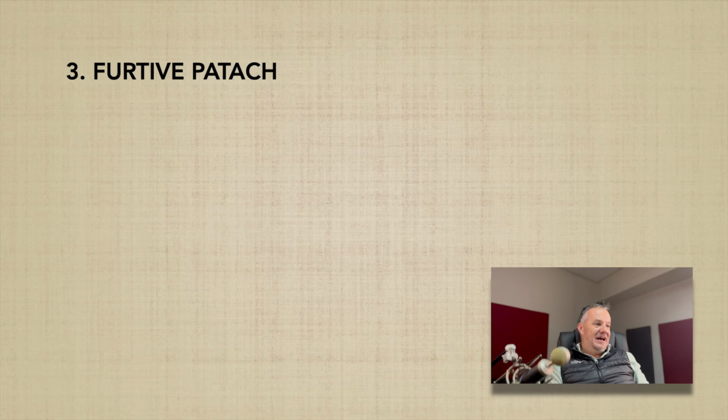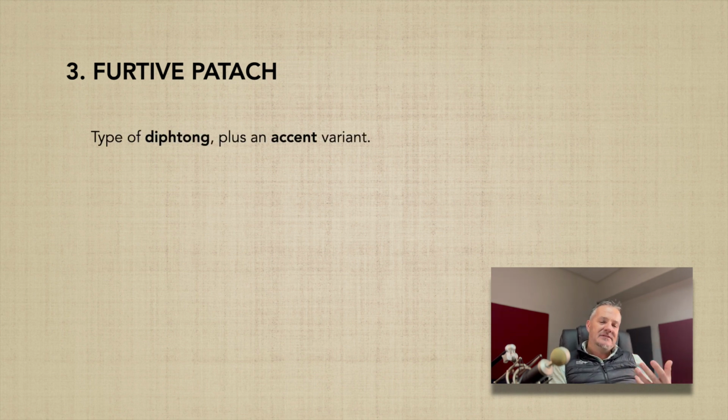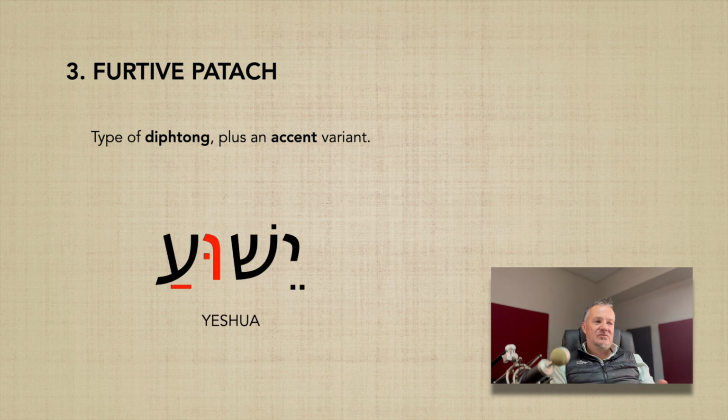Next up is a Furtive Patach. Now the Furtive Patach is a kind of a diphthong plus an accent variant. We find this in words like YESHU'A, RU'ACH, NU'ACH, ha-ma-SHI-ach. In this situation, we have the pronunciation of a vowel prior to the pronunciation of the final consonant.